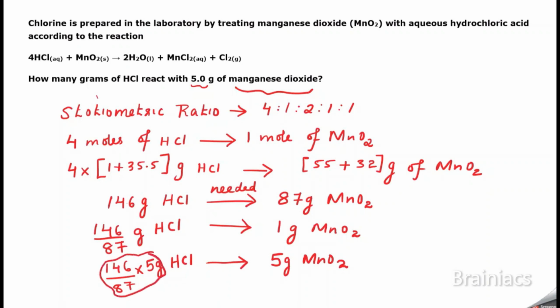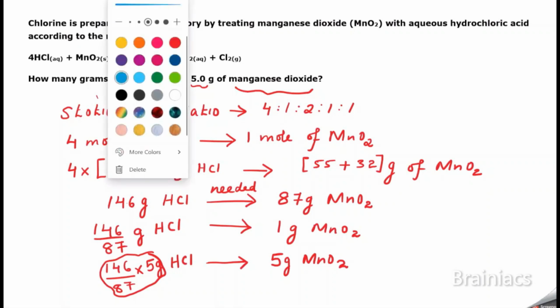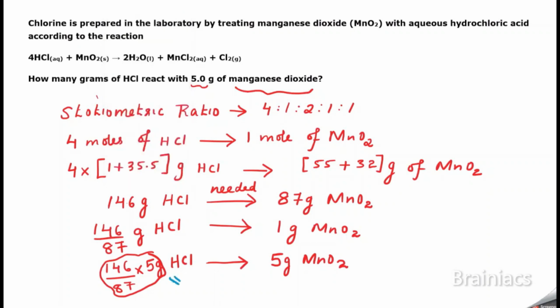So what is that value actually? If you check, that value will come around 8.4. So this value, I will write it in another color. So this value will come around, okay, this will be 8.4 gram. So my answer is 8.4 gram HCl. So 5 gram of MnO2 needed 8.4 gram HCl for the reaction to happen.